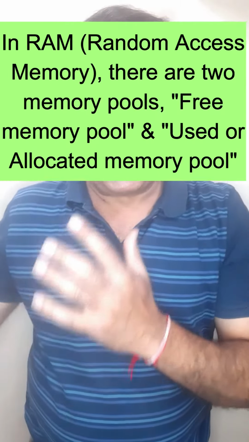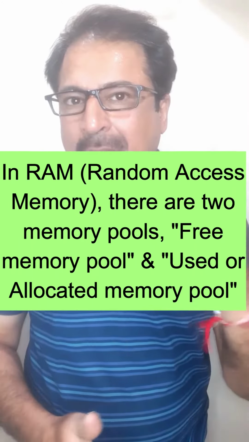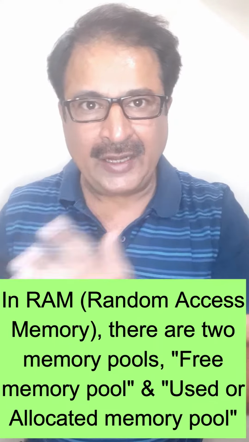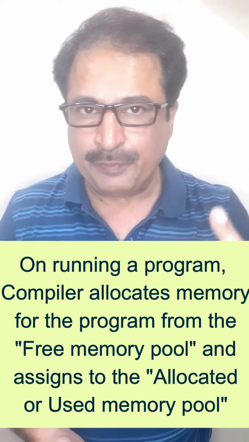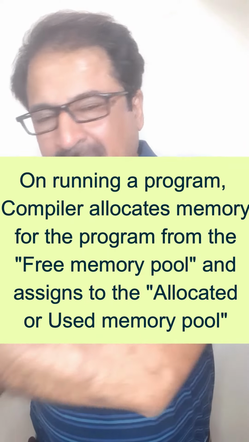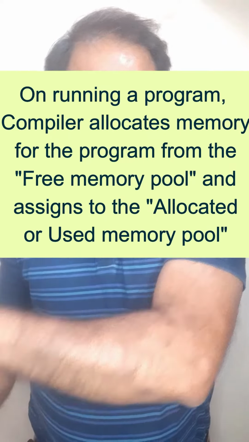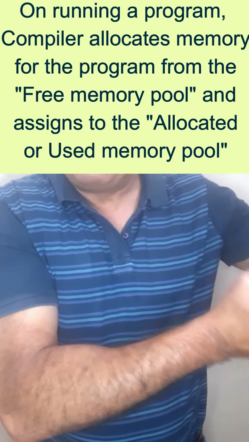See, in RAM, that is in primary memory, there are two memory pools. One is the free memory pool and the other is the used memory pool. When you define any variable, like say integer k, an integer takes 2 bytes. So the compiler picks up the 2 bytes from the free memory pool and keeps them into the used memory pool that is allocated for the program, right?